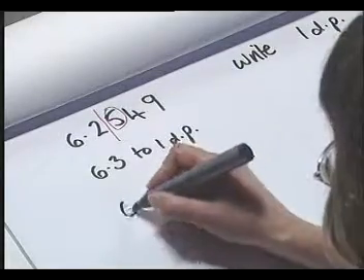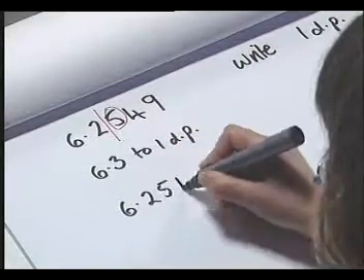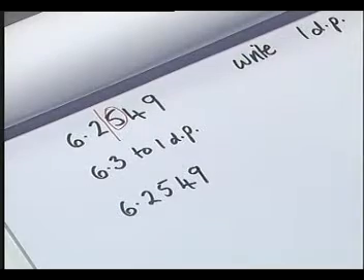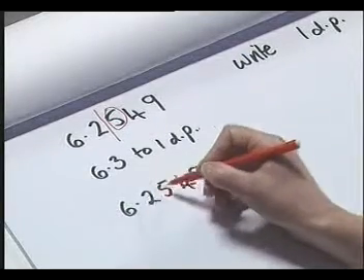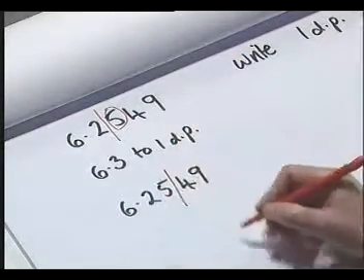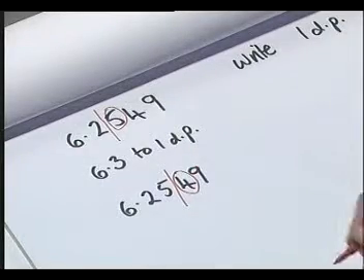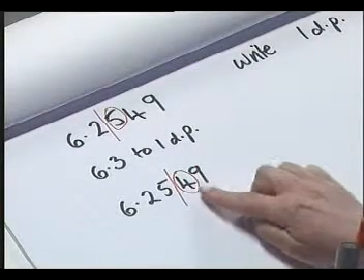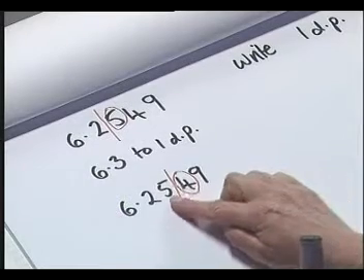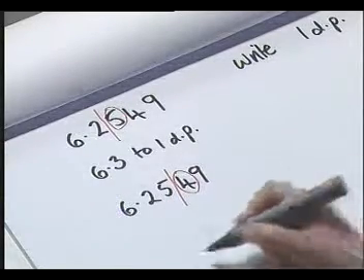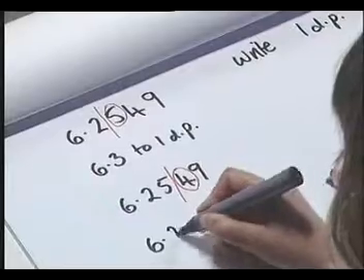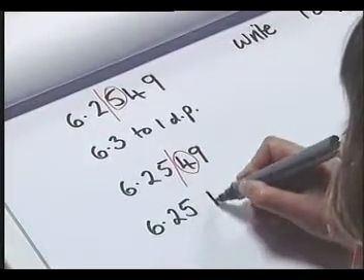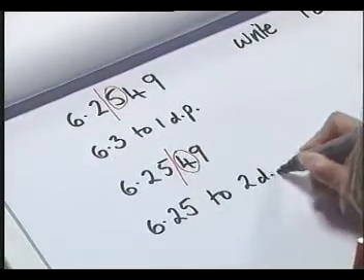To 2 decimal places, well, let's write the number again. To 2 decimal places, 1, 2, our line goes down. This is the digit we need to consider. This time it's a 4. That means it's going to have no effect on the digit before the line. So our answer is 6.25 to 2 decimal places.